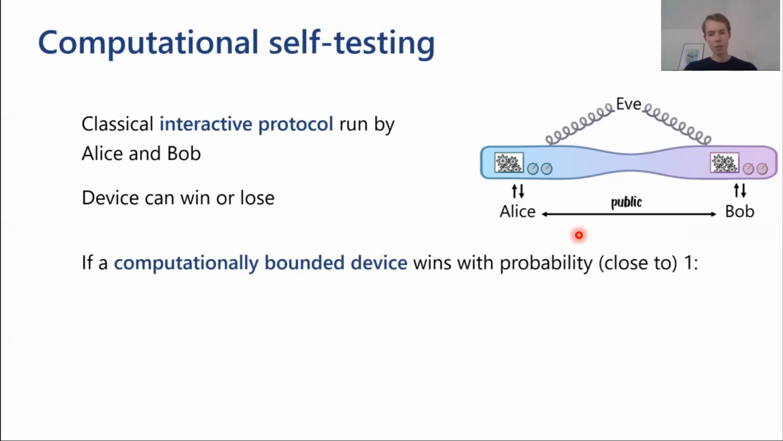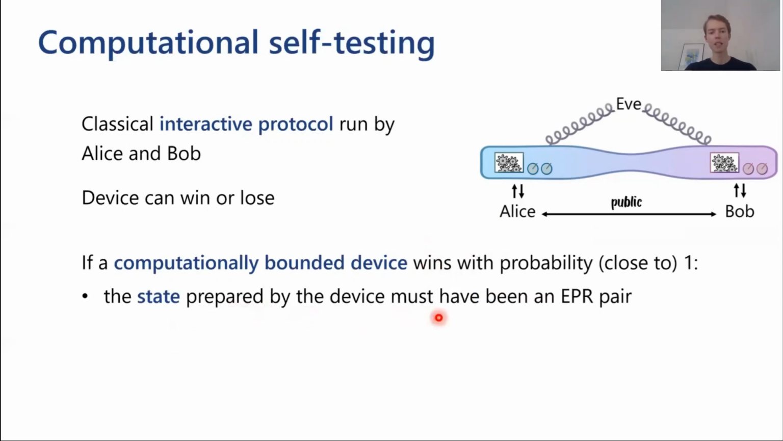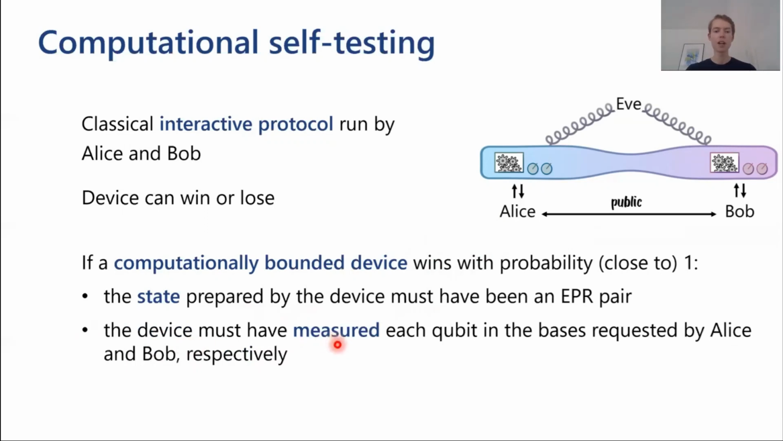So the statement that we would hope for is that if a computationally bounded device wins with probability at least close to 1 in this protocol, then the state prepared by the device must have been an EPR pair, and the device must have measured each qubit of this EPR pair in the bases requested by Alice and Bob. So you can imagine that this device on Alice's terminal here has 2 buttons, computational and Hadamard basis measurement, and we want that these buttons actually correspond to the true measurement that the device is performing inside.